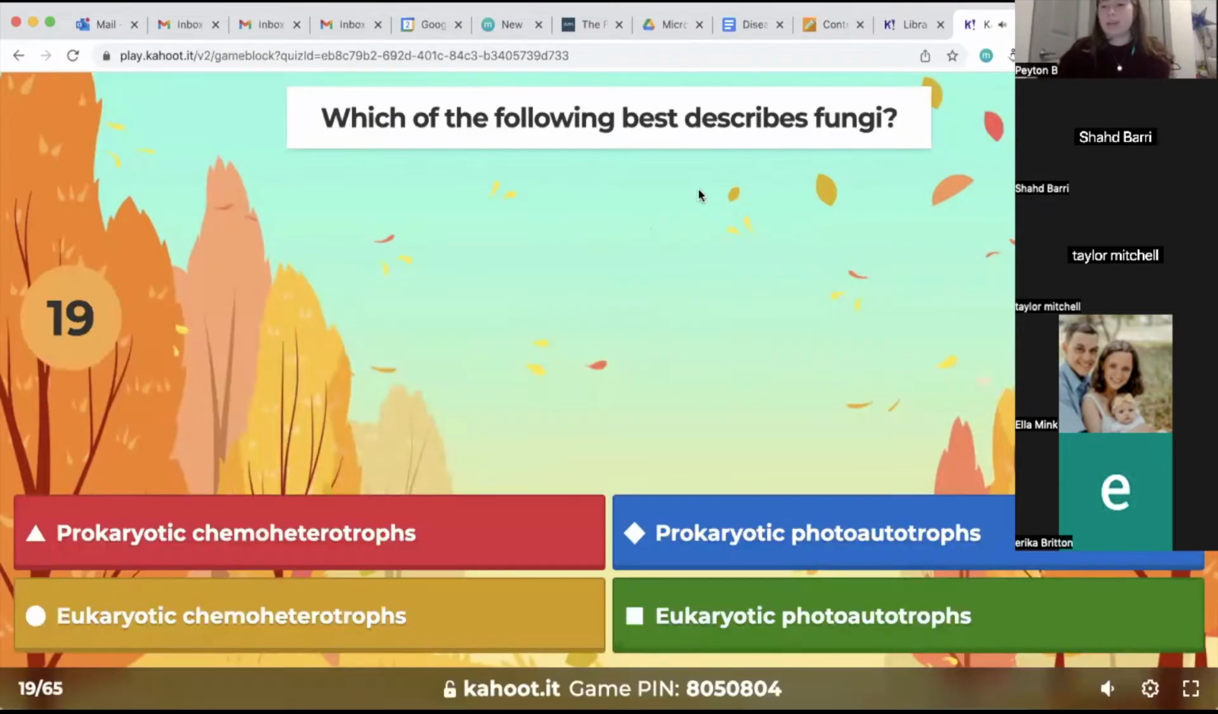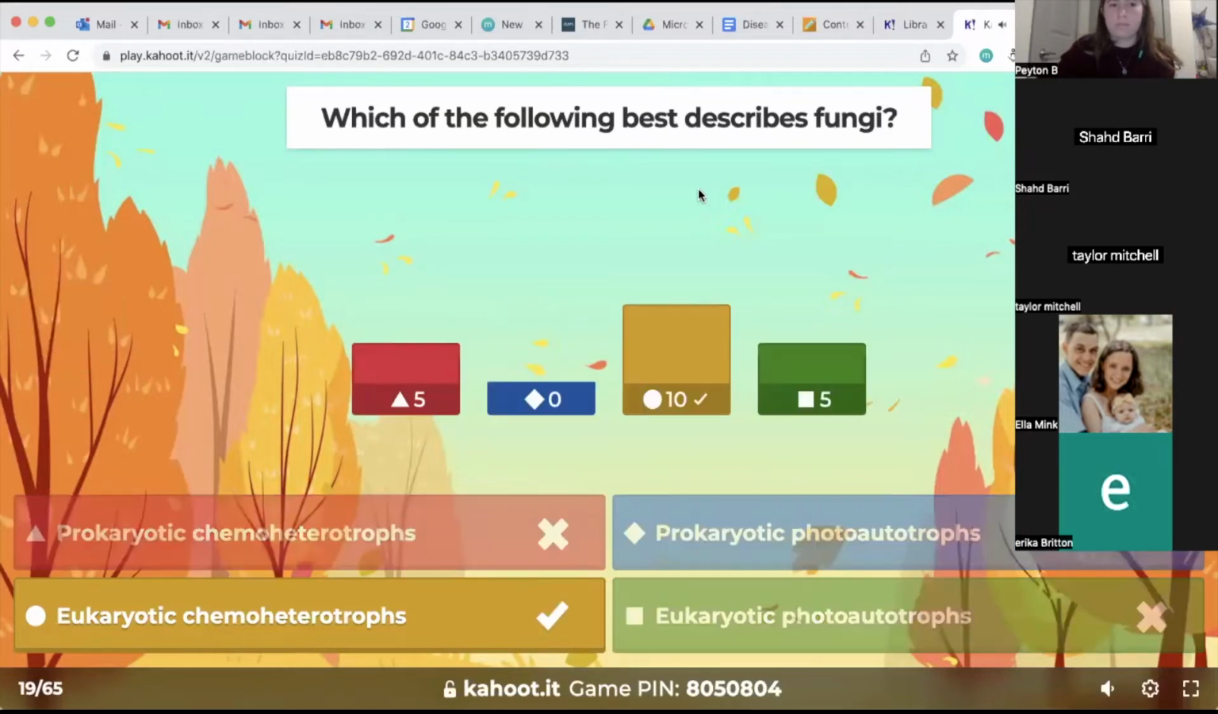Which of the following best describes fungi? They are eukaryotic chemoheterotrophs. So fungi are not prokaryotes, and they do not photosynthesize. Photoautotrophs, that would be plants. So fungi are not plants, and they are not bacteria. They are eukaryotic, and they are chemoheterotrophs.